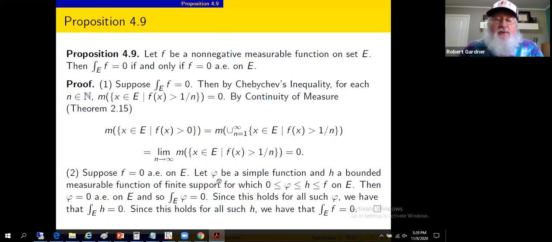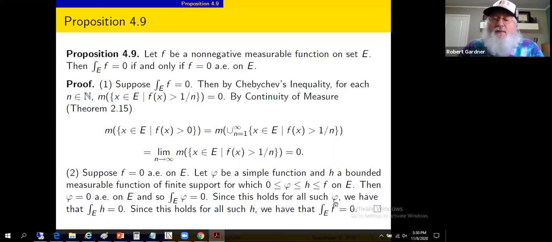definition of integrals. Let phi be a simple function and h a bounded measurable function of finite support, such that 0 is less than or equal to phi, the simple function, is less than or equal to h, the bounded measurable function of finite support, is less than or equal to f on set E. Now f is 0 almost everywhere, so the phi function must be 0 almost everywhere. So the integral over E of that simple function phi must be 0, which comes from the definition of the integral of a simple function.